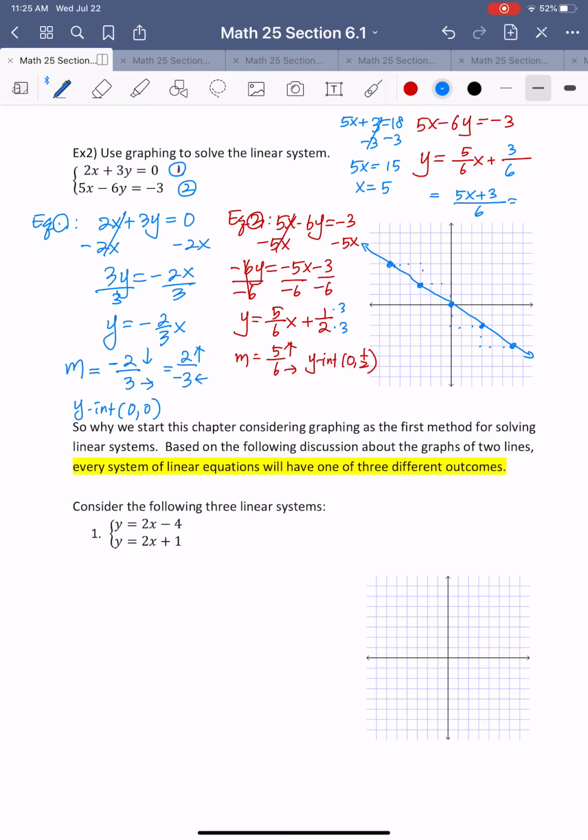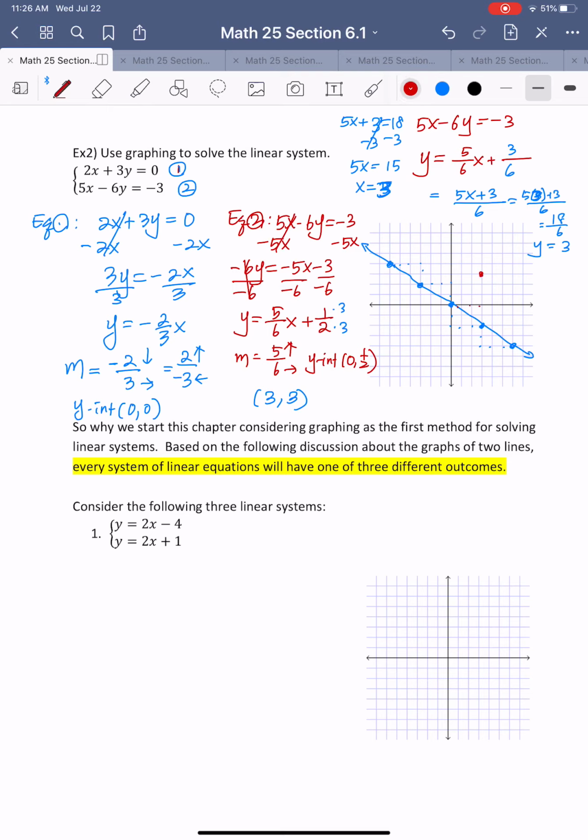So if I use 3, 5 times 3 plus 3 over 6, I get 18 over 6, so I get 3. Which means when x is 3, y is 3. So this time instead of the y-intercept, I'm using the point 3, 3. So 3, 3 is also a solution for equation 2. So 3, 3 is right here: 1, 2, 3, 1, 2, right here.